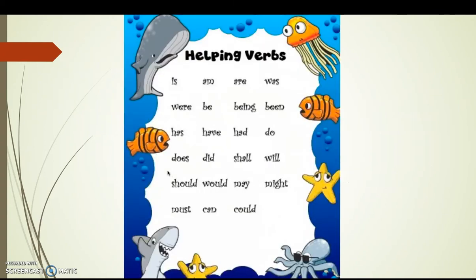Here are some helping verbs that you will frequently see: is, am, are, was, were, be, being, been, has, have, had, do, does, did, shall, will, should, would, may, might, must, can, could.